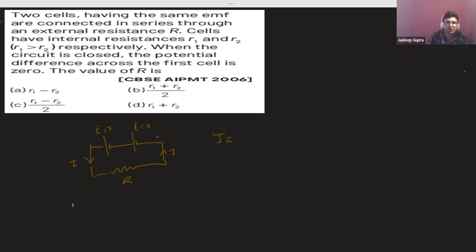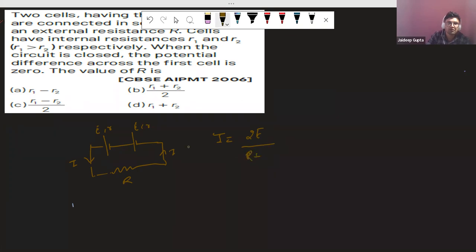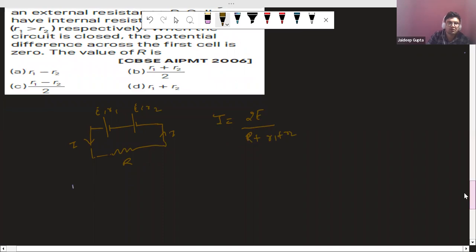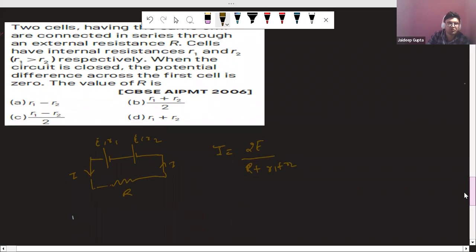The total EMF will be 2E. As I told you, the total equivalent EMF in case of series is N times E. How many cells? 2. So total is 2E over total resistance. The resistance is R plus R1 plus R2. The EMFs are same, but the internal resistances are different, this is R1, this is R2. The cells have internal resistance R1 and R2 respectively when the circuit is closed.